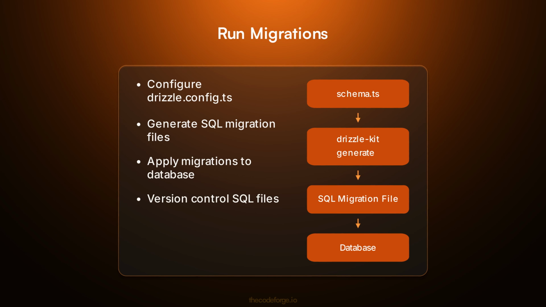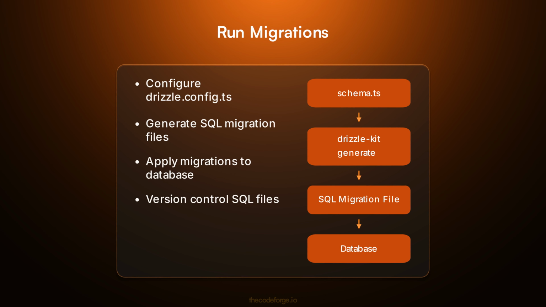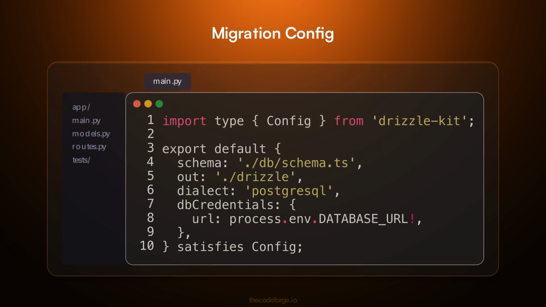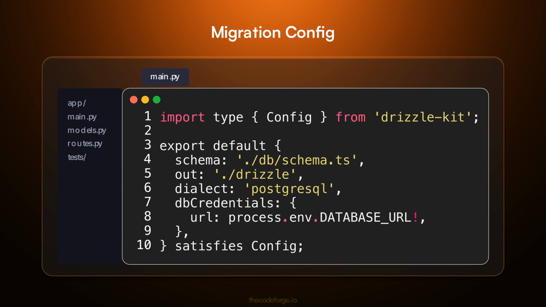Use drizzle-kit to generate and run migrations. First, configure drizzle.config.ts with your schema path and database connection. Then run npx drizzle-kit generate to create SQL migration files and npx drizzle-kit migrate to apply them. This configuration tells drizzle-kit where to find your schema and where to output migration files. Always review generated SQL before running migrations in production.